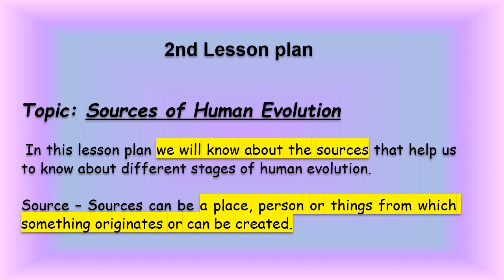So here, in this lesson, we will be learning about the different sources that help us to know about different stages of human evolution. And children, remember, these sources can be anything, a place, a person or a thing, anything which gives us more information, or from which we can originate something.